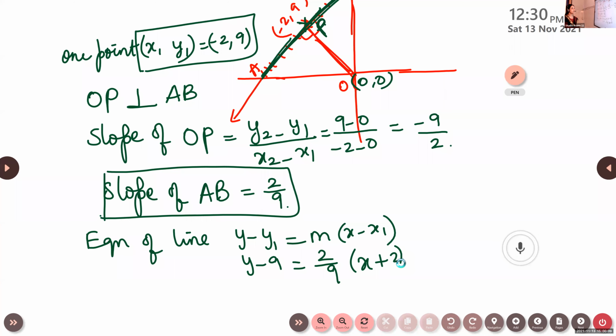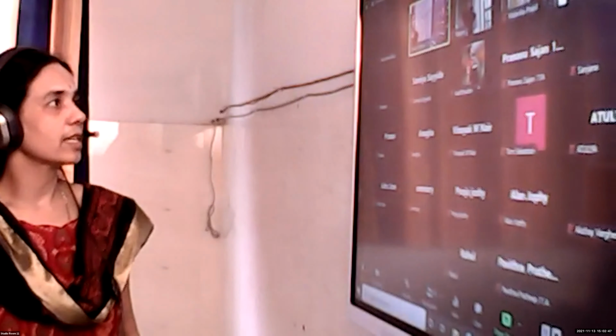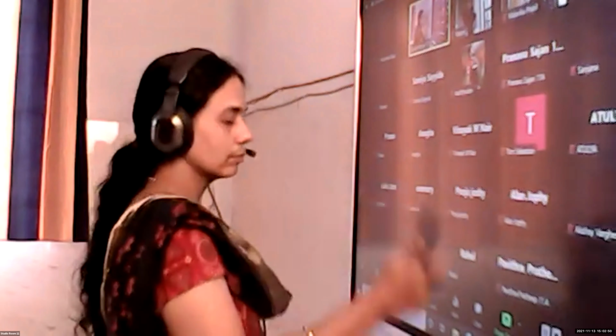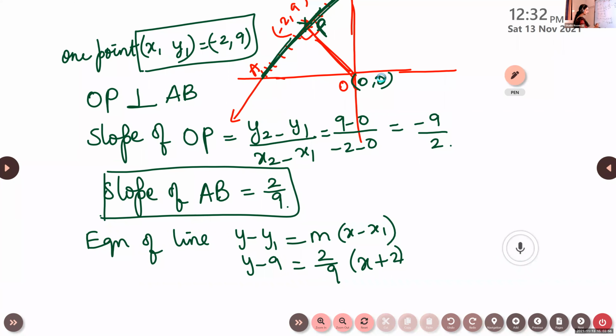What is the answer, Akshay? I'm doing, ma'am. Okay, children, answer or attendance? What is the final answer? Malavika, what is the final answer? 2x minus 9y plus 85 is 0. Is it like this, Pooja? Are you getting the answer like this for the equation of the line? Yes, ma'am.